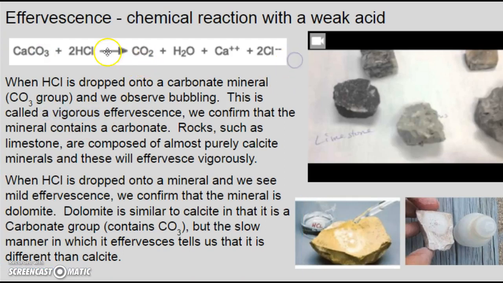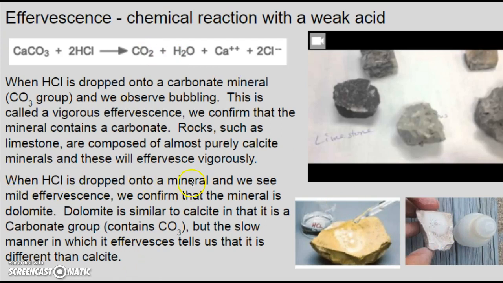I want you to look at the reaction, the products that are produced, carbon dioxide and water, and we get our calcium and chlorine, and these all balance. This is a balanced reaction, but I want you to pay attention. This is what's happening in the effervescence of dropping the weak acid onto the calcite itself, the mineral.